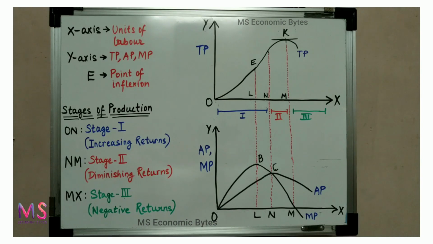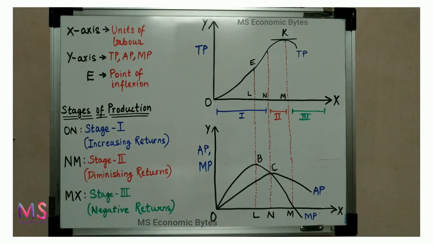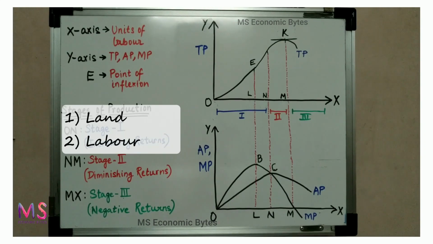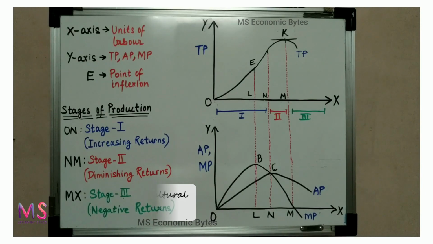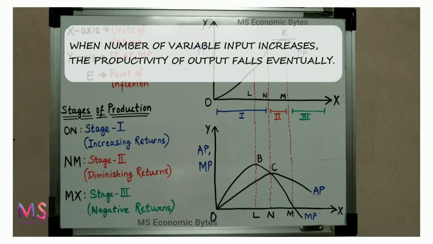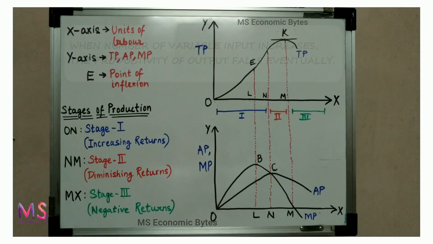Now I'm going to explain how the various stages of production operate. But before that, let me explain the relationship between the inputs and the outputs. The factor inputs used over here are land and labor. These inputs are used to produce a given level of output, which in this case is agricultural output. But when we use too much of a particular input, it does not contribute much to the productivity of the output. In fact, with time, when the number of inputs is increased, the productivity of the output actually reduces. This is what happens in this particular law.